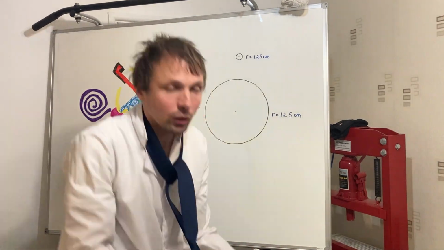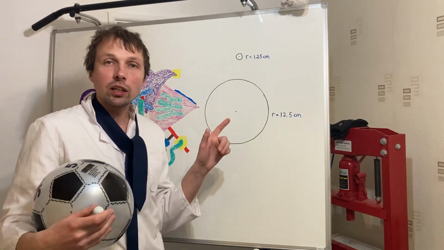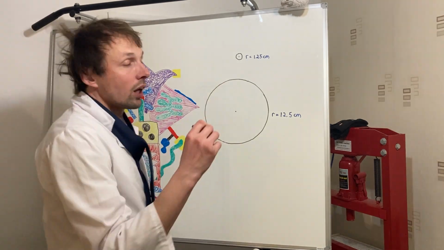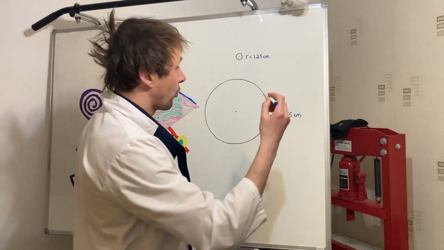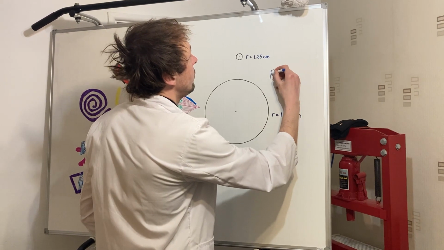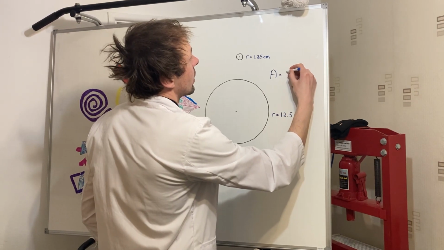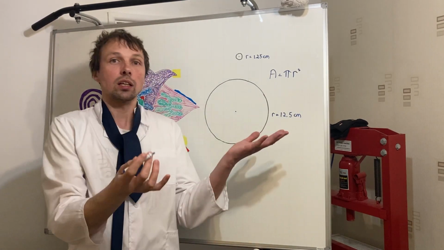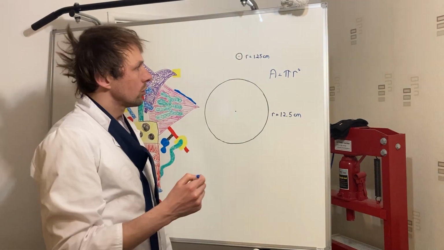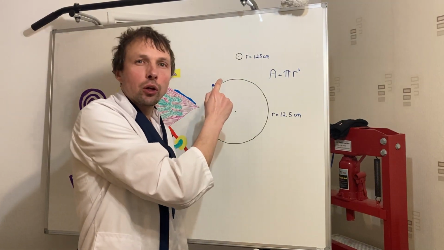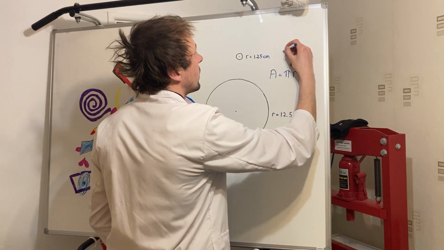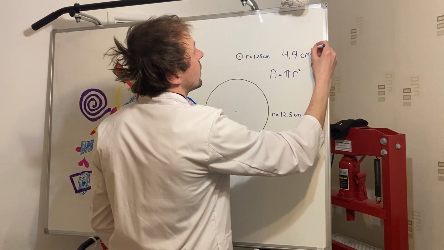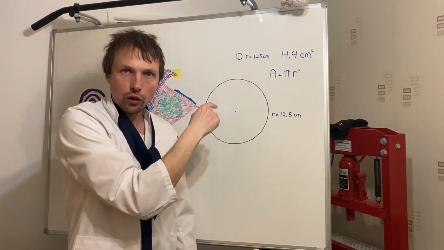And so now the big question is, how much bigger is the area of the big circle versus the small one? And for that, we're going to use a very beautiful formula, which is A for area equals pi times radius squared. That's it. Very simple formula. So let me calculate. The area of the small circle is 4.9 square centimeters. So I'm going to write it here. 4.9 square centimeters.